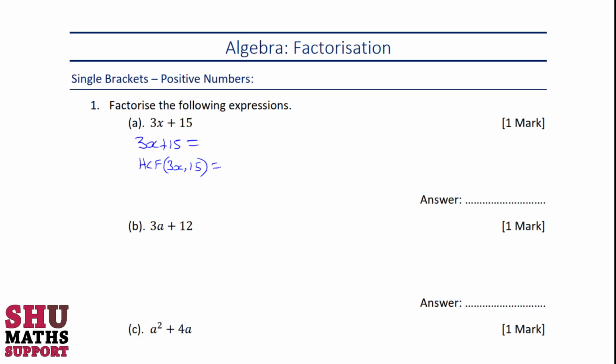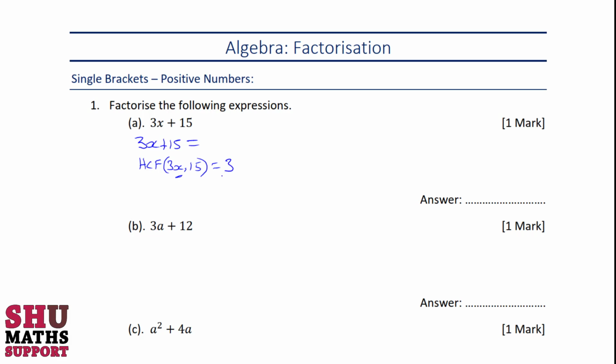The highest common factor of 3x and 15 is going to be a factor that both 3x and 15 share. So we can see that the 3x has an x attached to it, but the 15 doesn't. So we know that the highest common factor doesn't involve an x. So we just have 3 and 15. And the highest possible factor of 3 and 15 is 3, as 1 times 3 is 3, and 3 times 5 is 15. So that means the highest common factor of 3x and 15 must be 3.